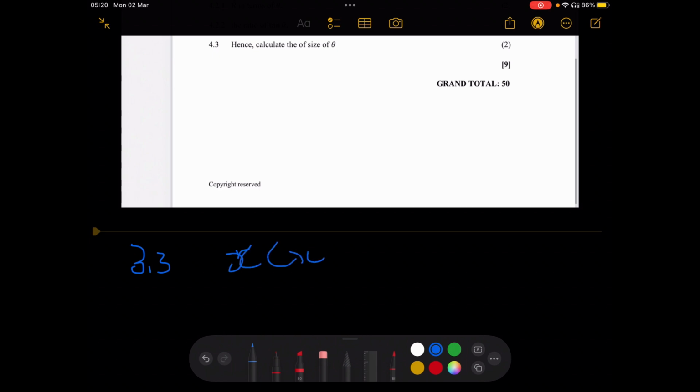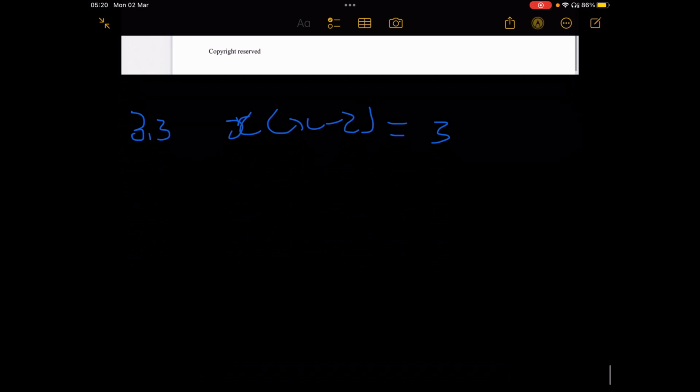x into x minus 2 is equal to 3. Why don't you just say x is equal to 3 and x minus 2 is equal to 3? Because this doesn't satisfy the zero law, which means it's not been factorized yet. They've just factorized the left hand side, but the right hand side is not equal to 0.